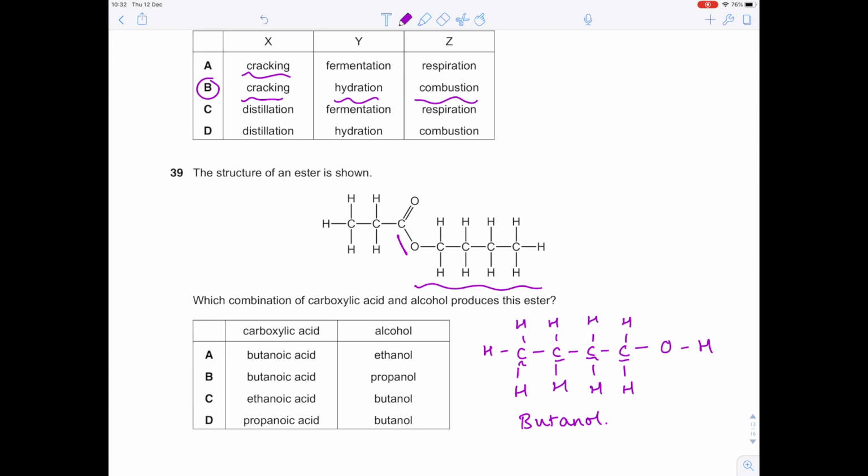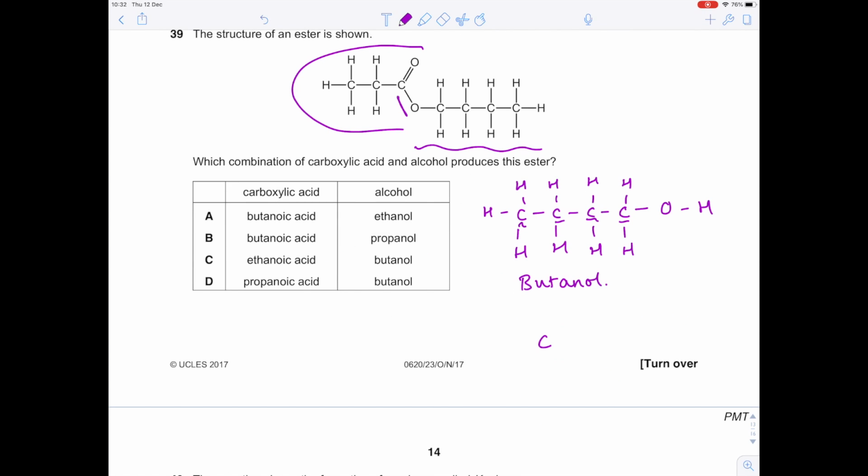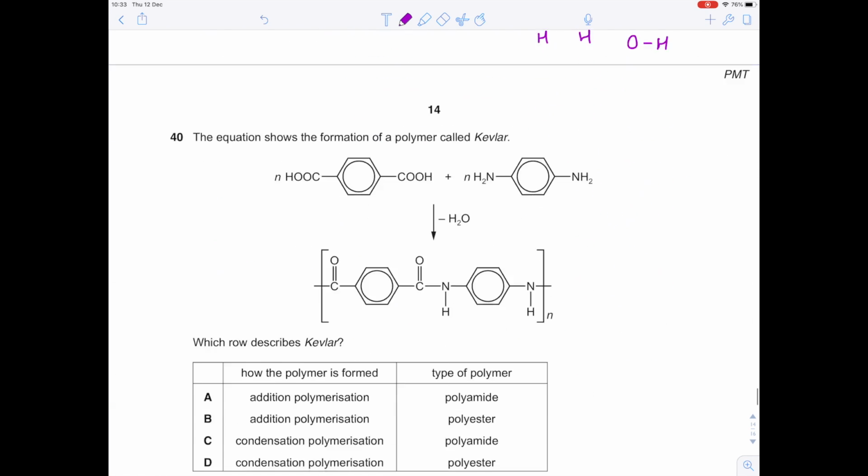Looking now at the other side of the molecule, this side, that's our carboxylic acid. So I just need to turn it back into a carboxylic acid with this functional group over here, the carboxyl functional group. How many carbons do we have in a line? 3. It's a carboxylic acid, so it's propanoic acid. So the answer here is D.